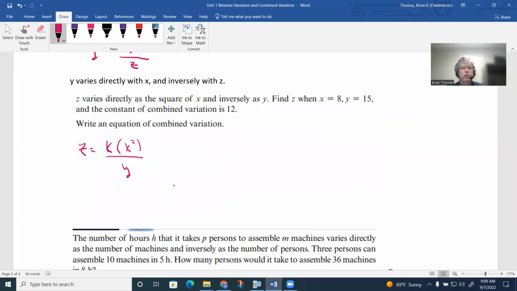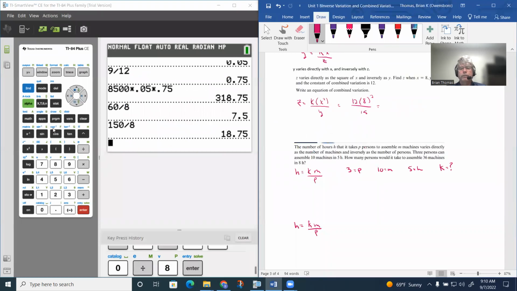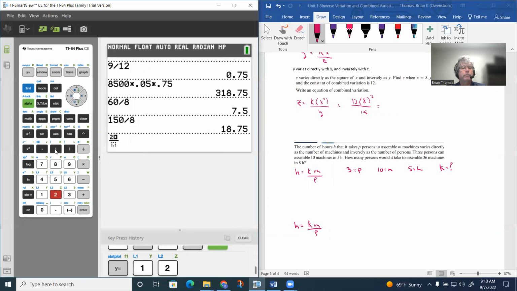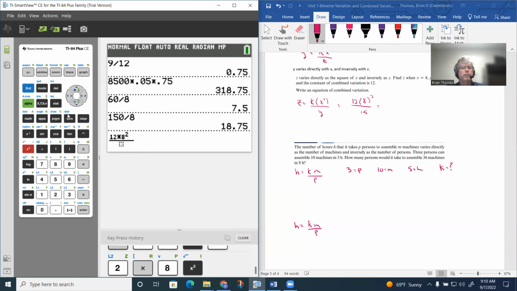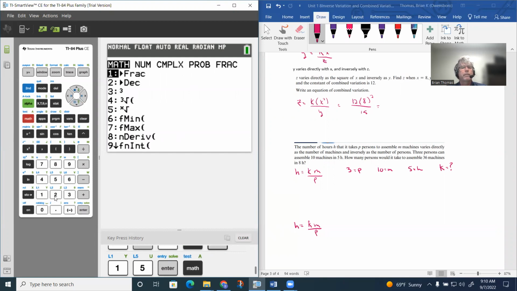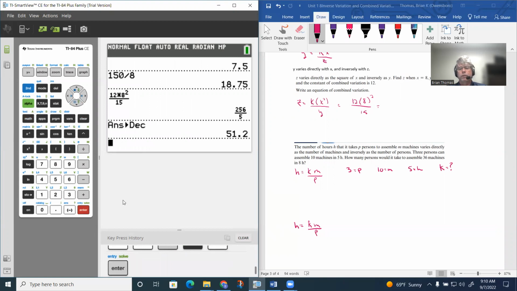So to find z, we're going to have the constant of combined variation, 12. The x is going to be squared, so 8 squared, and we're going to be dividing by the 15. So we put that into the calculator. I'm going to use the alpha button. So we have 12 times 8 squared on the top, and divide that by 15. That gives us 256 divided by 5. Let's just make that a decimal. So it's going to be 51.2. So that's our value for z, 51.2.